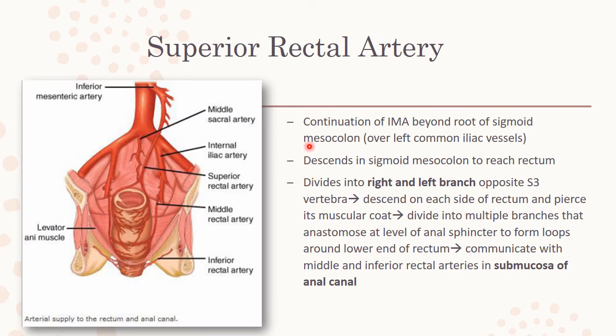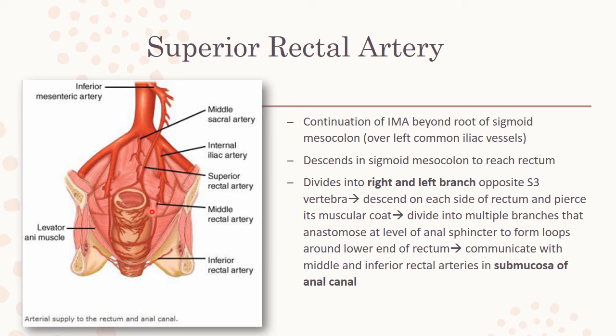Finally, we have the superior rectal artery, which is basically the continuation of the inferior mesenteric artery beyond the root of the sigmoid mesocolon, and it crosses the left common iliac vessels in this route. It descends in the sigmoid mesocolon to reach the rectum. Over here you can see this is the inferior mesenteric artery, which is crossing the common iliac arteries, and it is then continuing as the superior rectal artery. Once this superior rectal artery reaches the rectum, it divides into right and left branches.